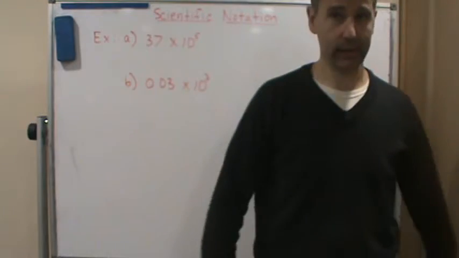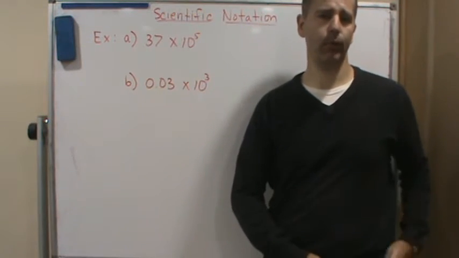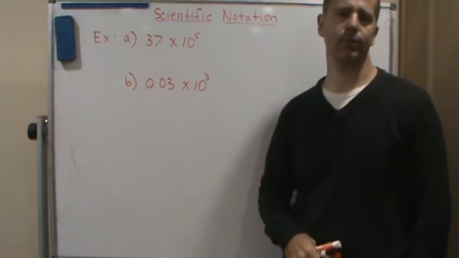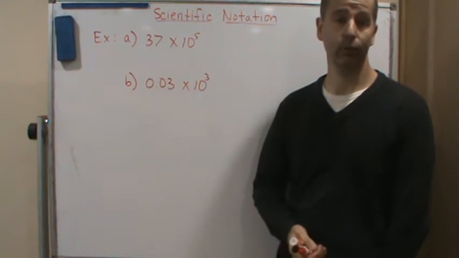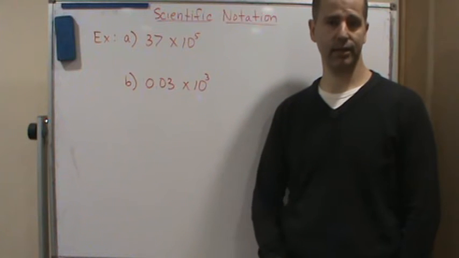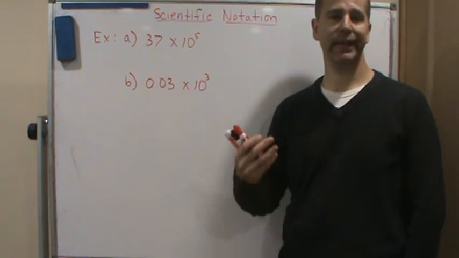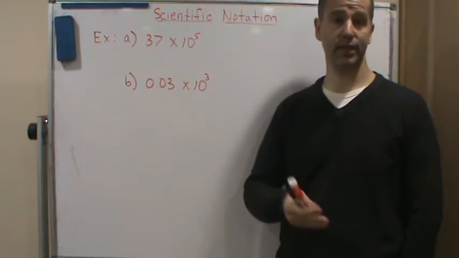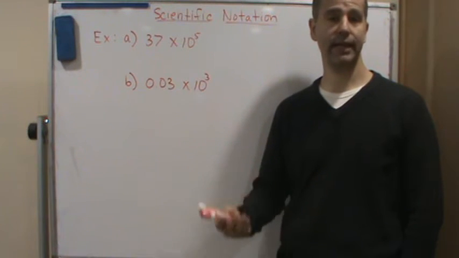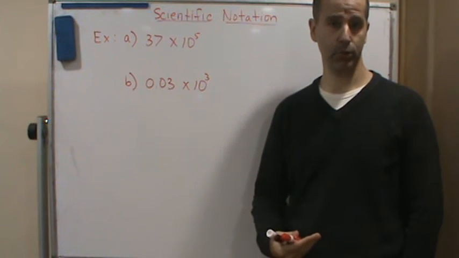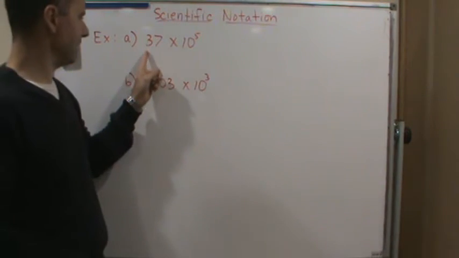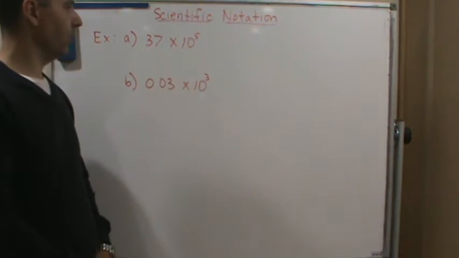Okay, so welcome back. So now in this example, we're illustrating the fact that sometimes we'll get numbers that are written with powers of 10, but they're not in scientific notation. And so in this case, it's just a matter of moving the decimal point and changing the exponent to the appropriate numbers, okay? So in this case here, in part A, we have 37 times 10 to the 5th power.